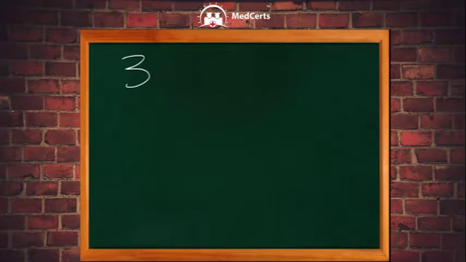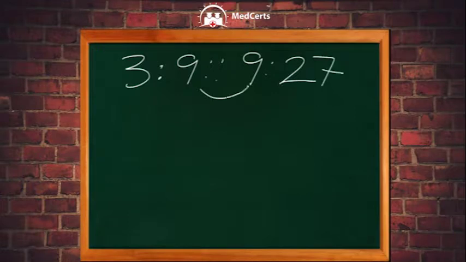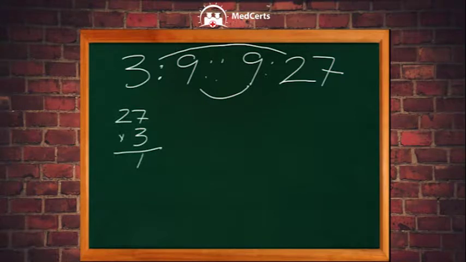Another example of a true proportion would be 3 is to 9, just as 9 is to 27. We multiply our inners and we multiply our outers. 27 times 3 gives us 81, and then 9 times 9 also gives us 81. So this would be an example of a true proportion.